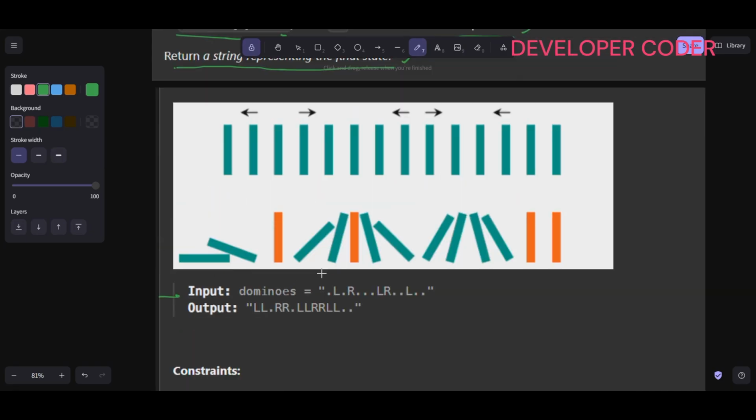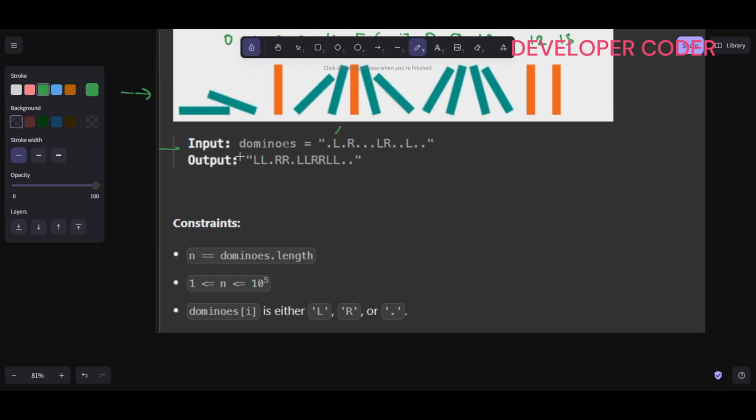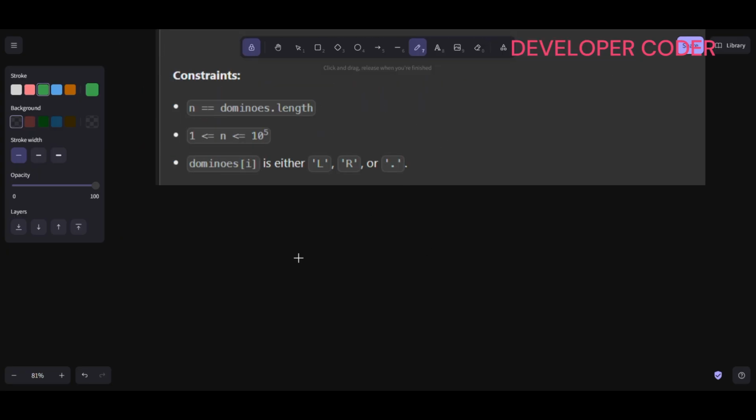So see, this is the input given to us. This dot means that this domino is standing still. So I say it like this: at 0 index this domino is standing still, at 1 index it is left, so see left arrow, at 2 index standing still, at 3 we have R, so this is right direction. And in the same way 4, 5 and 6 are still, and then 7 is L and 8 is R, 9 is still and 10 is still also, 11 is left and 12 is standing still and 13 is standing still. So these are the dominoes' initial state, and we have to return this state. But before seeing this state, let's see a few things.